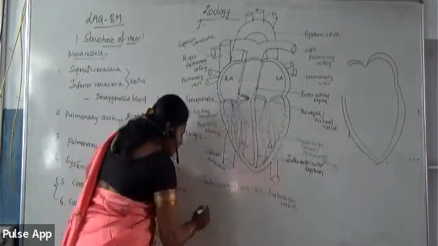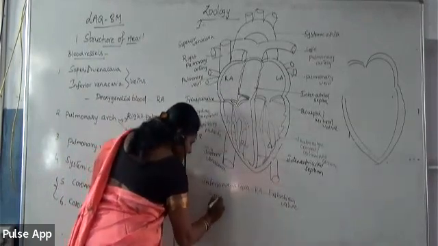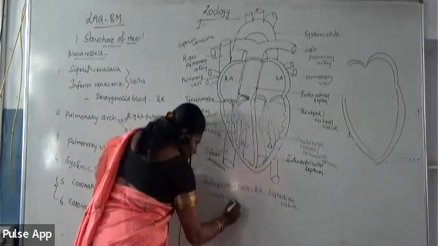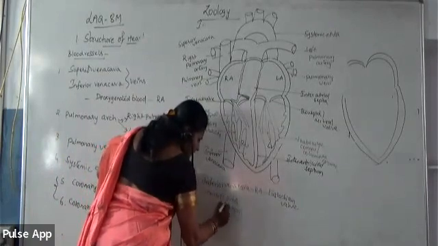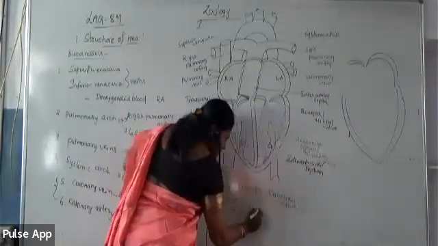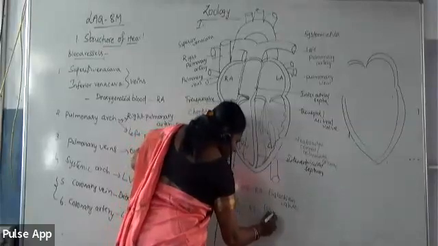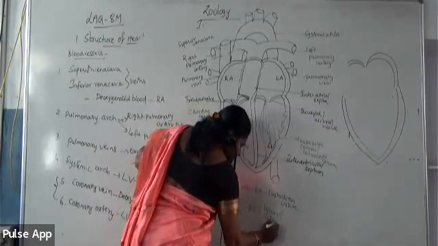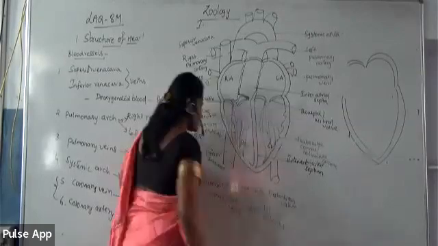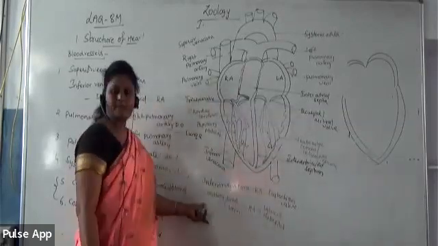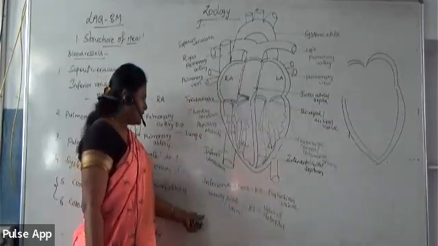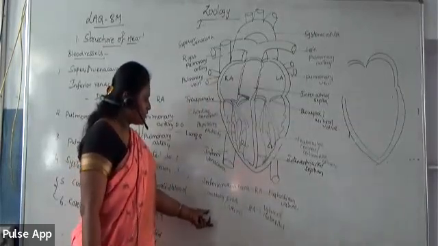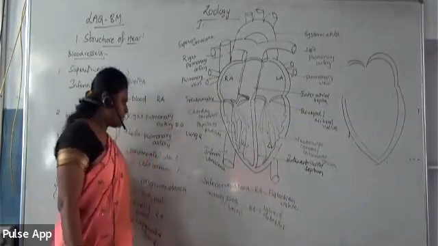And the opening of coronary sinus, that is coronary vein, into right atrium, it is again guarded by means of valve of Thebetius. Valve of Thebetius. So like this, two more valve names also you should remember. Eustachian valve and then valve of Thebetius.